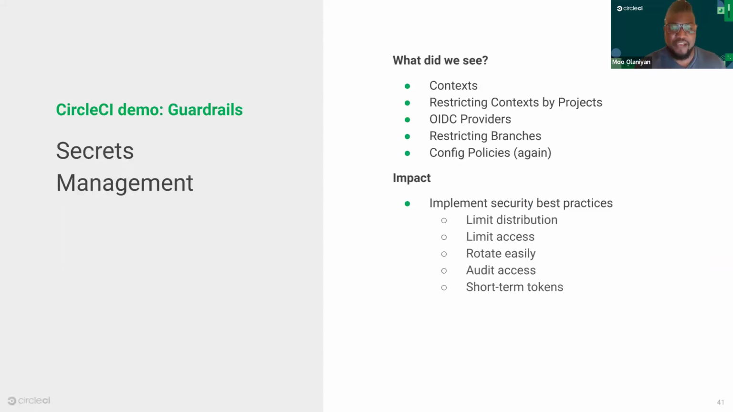So just to recap, we can have contexts, which are global variables that can be restricted by security groups or projects. We can further impose OIDC across the host providers, and we can restrict that by branches and projects. And we can layer that with config policies to secure credentials within our pipelines. So now your DevSecOps teams no longer need to get into the weeds of managing credentials across a vast number of repos, right?